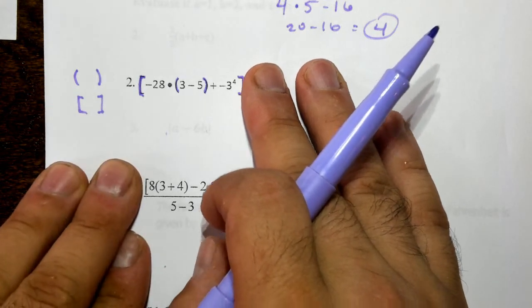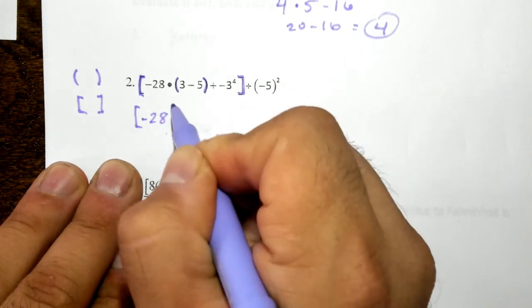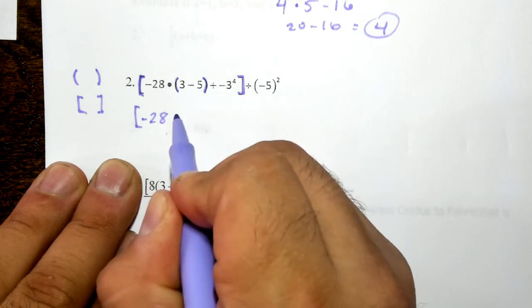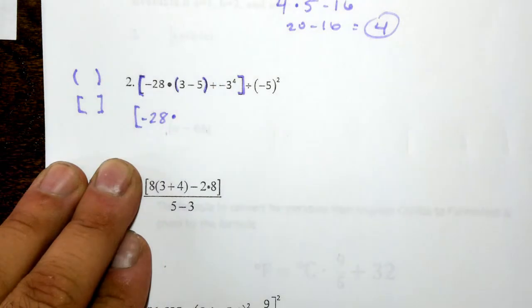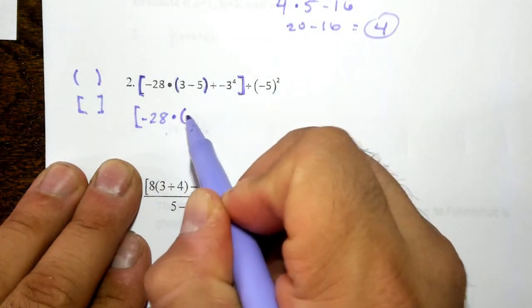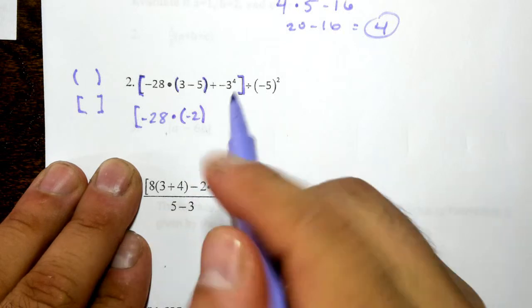So what this is going to be is negative 28 times, now we have to do the 3 minus 5 here, that's negative 2. So it's going to be times negative 2. I don't like to use the dot. I think the dot is dumb, but I'm going to use it here, and I'm still going to put the negative 2 in parentheses because I don't want you to think it's a subtraction sign.